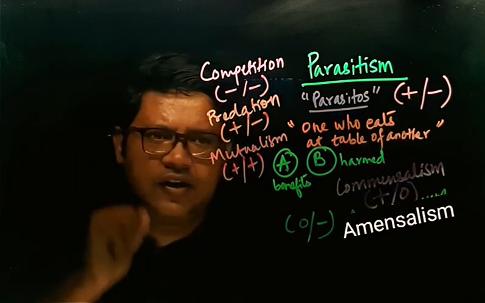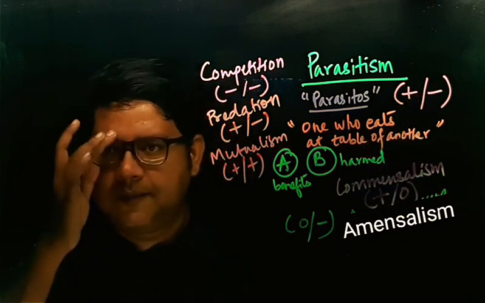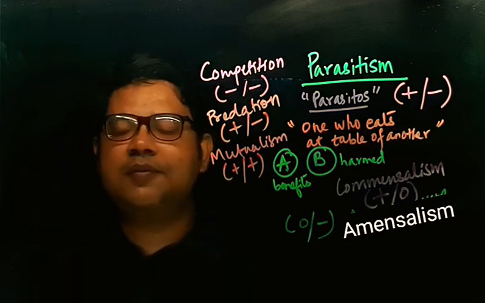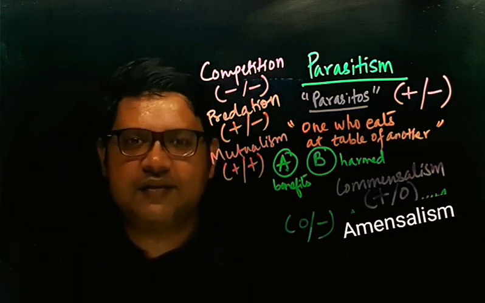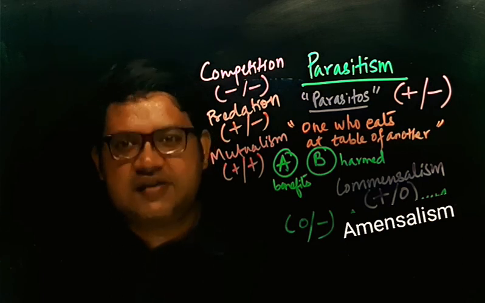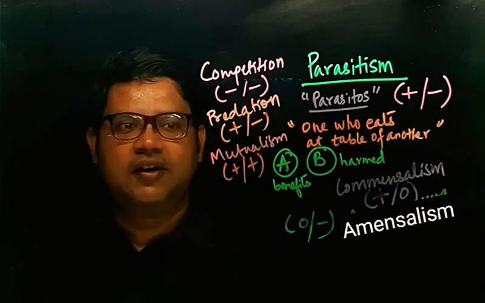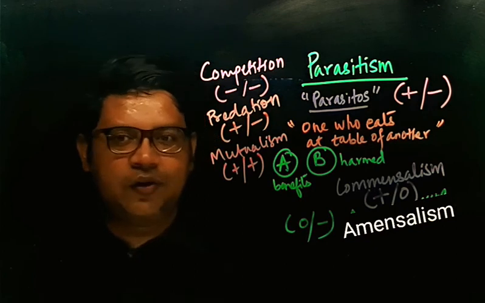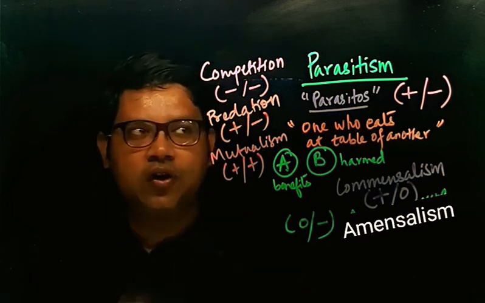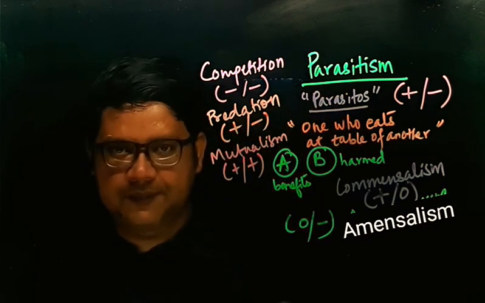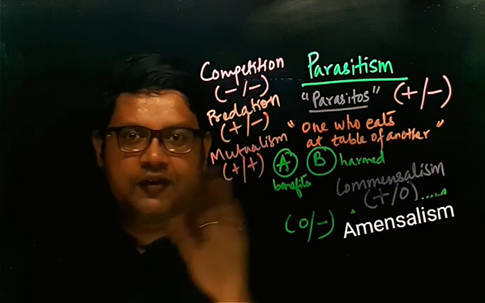So I think you have understood what parasitism, competition, predation, mutualism, commensalism and amensalism are. So just revise what I have taught you till now, and in the next lecture we will talk about parasitism in detail. Okay, so I hope this was helpful for you.